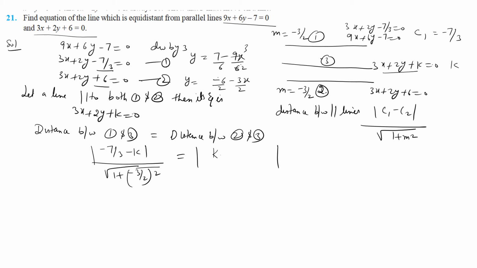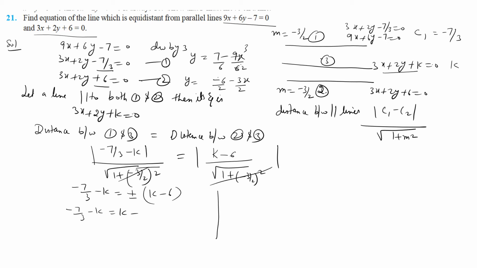Here the denominator is not whole square; it is 1 plus minus 3 by 2 whole square. Now let us open it. 7 by 3 minus k is equal to plus minus, we take plus minus to the other side, so plus minus (k minus 6). Once I will take the sign of plus and once the sign of minus. Minus 7 by 3 plus 6 is equal to 2k.